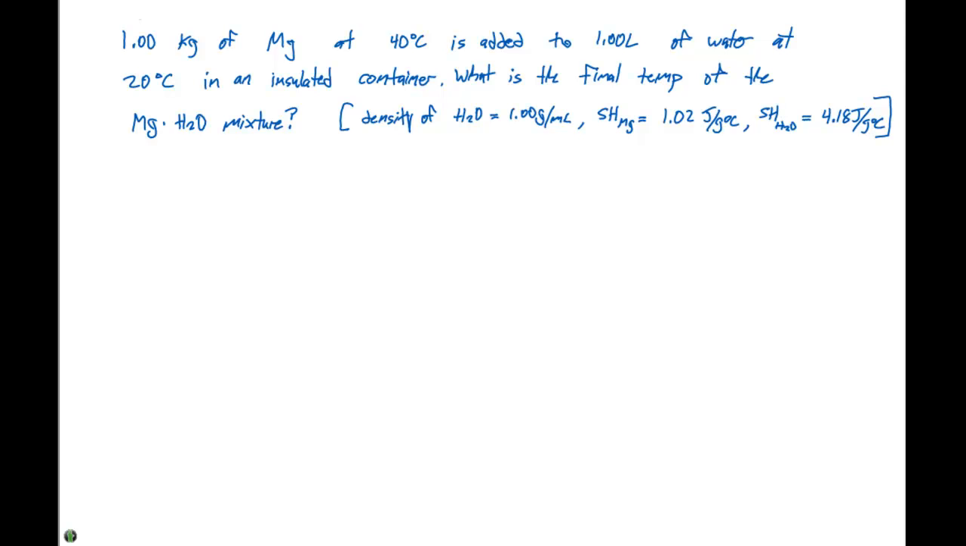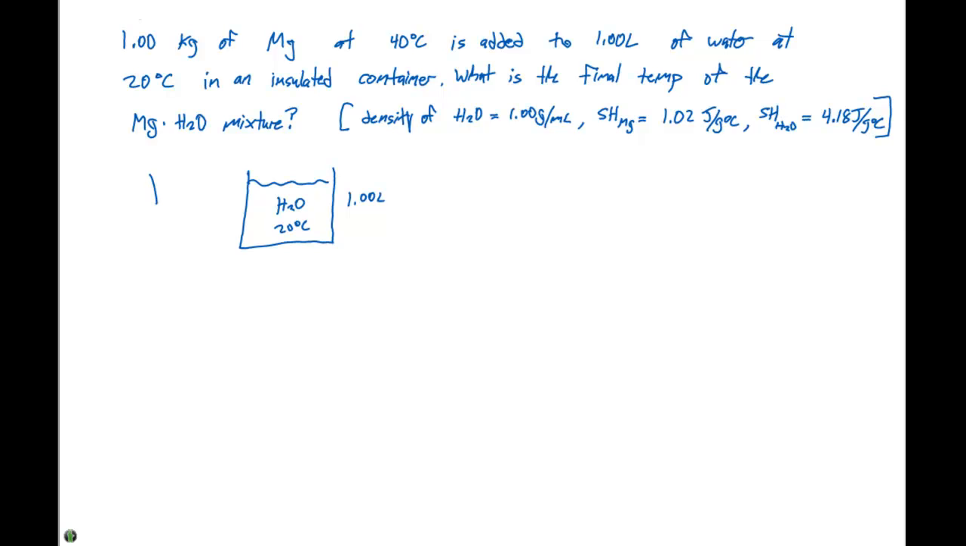And in this, we need to know that the density of water is 1.00 grams per milliliter, and the specific heat of magnesium is 1.02 joules per gram degree Celsius, while the specific heat of water is 4.18 joules per gram degree Celsius. So essentially, what we're going to do in this particular problem is we have a vessel of water, and we have 1.00 liters of this water, and it's at 20 degrees Celsius.